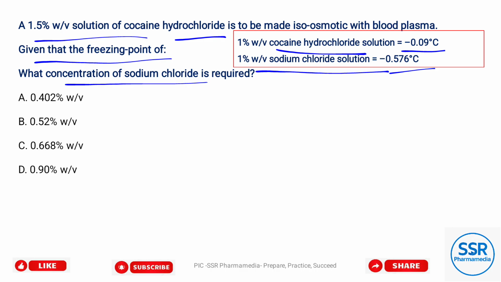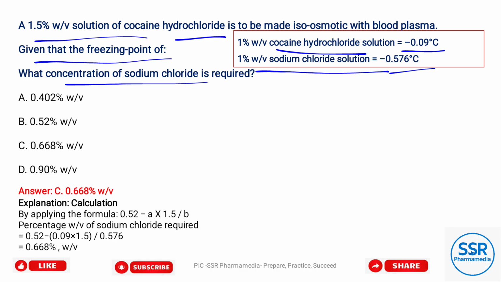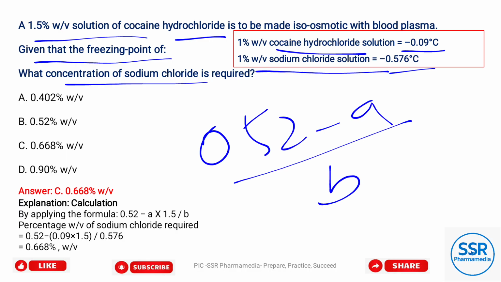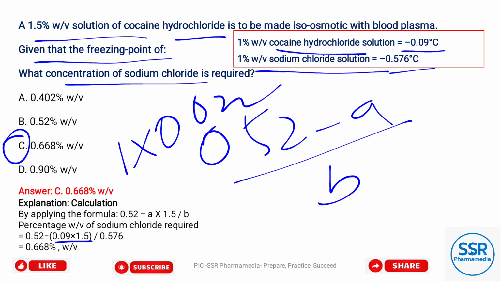So we should apply the formula 0.52 minus A divided by B. So the answer is option C. So you are applying this formula. For 1%, in the previous question we simply added only 1 into 0.09, and we got 0.288.